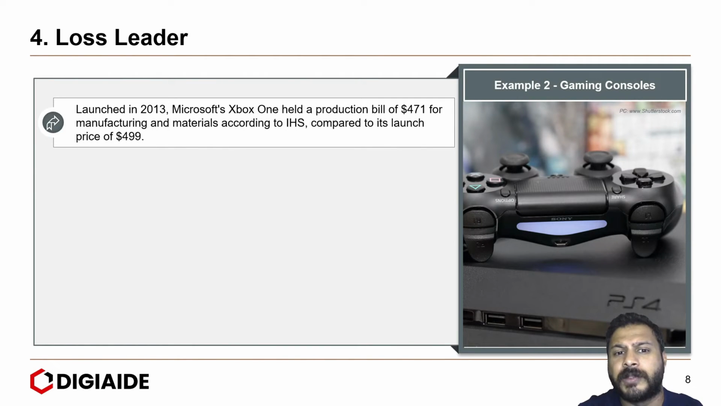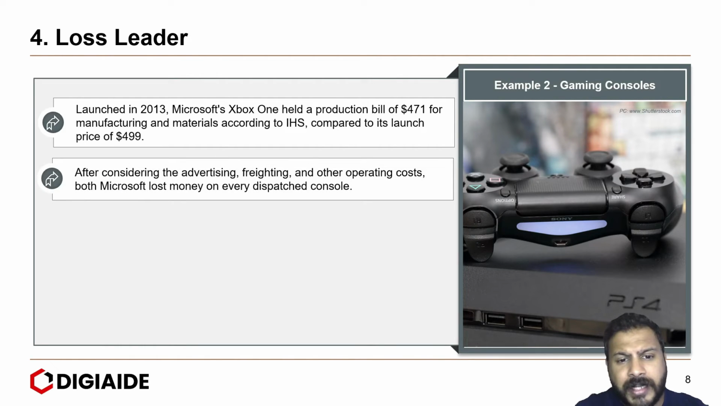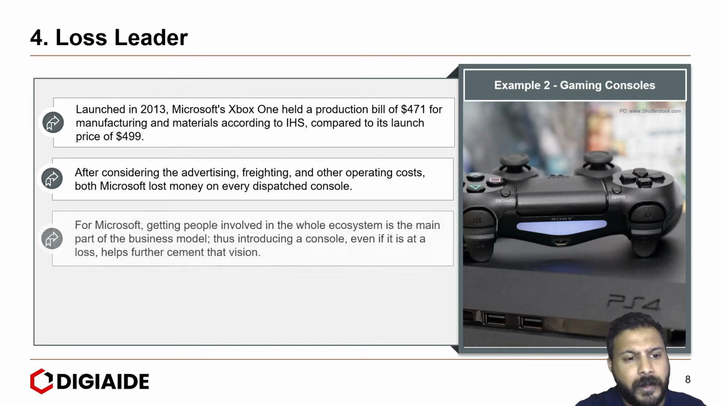Launched in 2013, Microsoft's Xbox One had a production bill of $471 for manufacturing and materials, compared to its launch price of $499. After considering advertising, freighting and other operating costs, Microsoft lost money on every dispatched console, but the rationale is the same. For Microsoft, getting people involved in the whole ecosystem is the main part of the business model. Thus, introducing a console, even at a loss, helps further cement that vision.